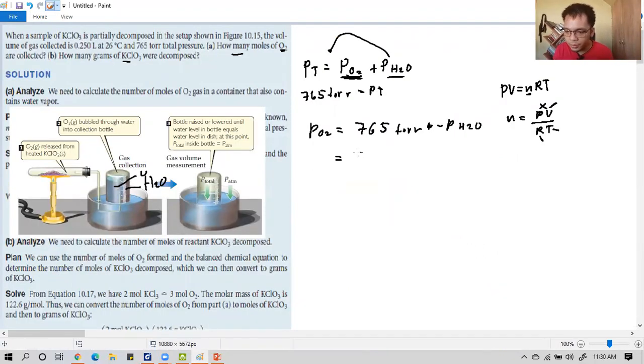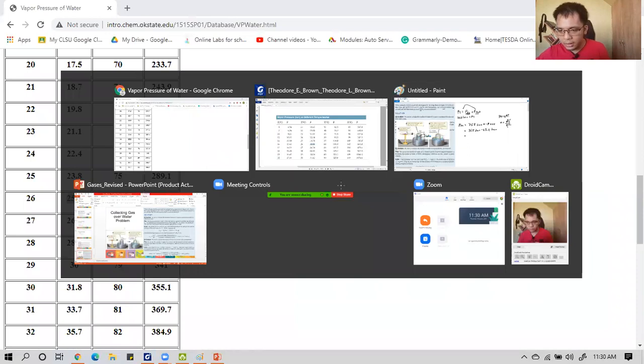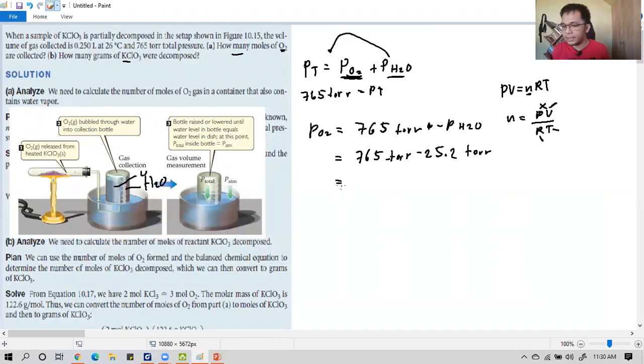So, we have 765 torr minus 25.2 torricelli. Okay? So, pag minusin mo lang yan, you will have 765 minus 25.2. Tama ba? Okay, tama. So that will be 739.8, the pressure of oxygen, 739.8 torricelli.